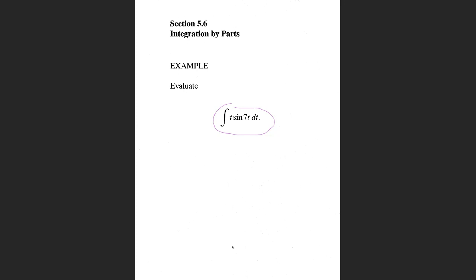Now, a lot of times integration by parts is helpful when you have the product of two dissimilar functions. So Javier, that's in your book. What I just showed you here, all of this is in your textbook.